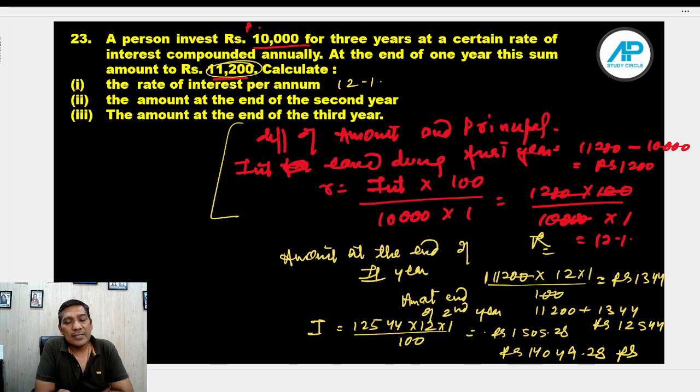Whenever I am given the principal and amount for a given time, I must find the difference of that. So that gives me the interest earned during that time period, and then find the rate. Rate is interest into 100 upon principal into time. So you can see here, this is the interest, this is the time, 1 year, and the interest is rupees 1200.